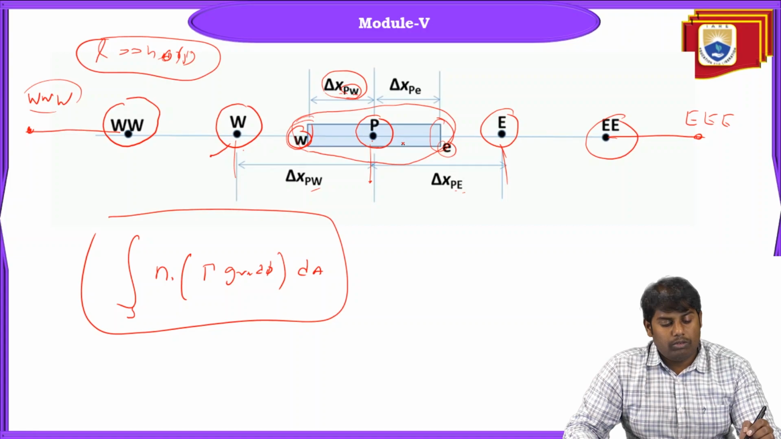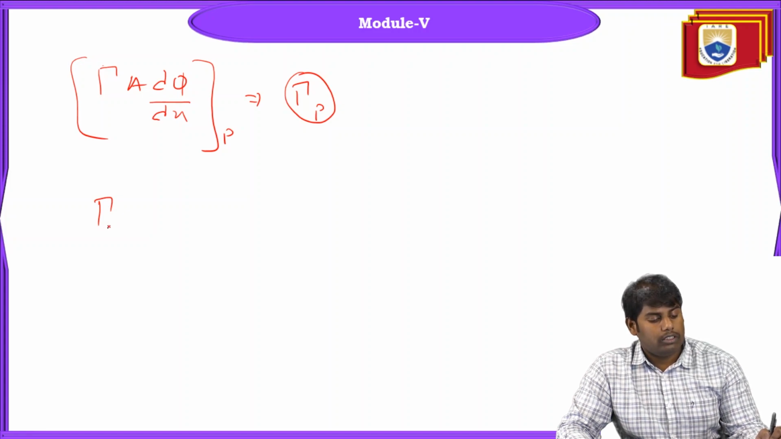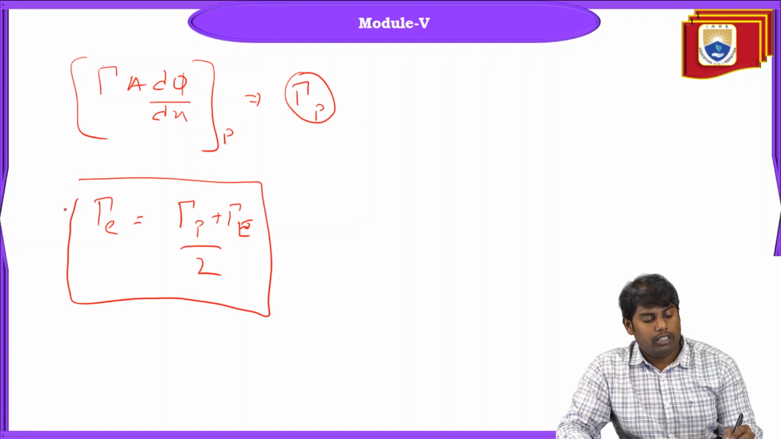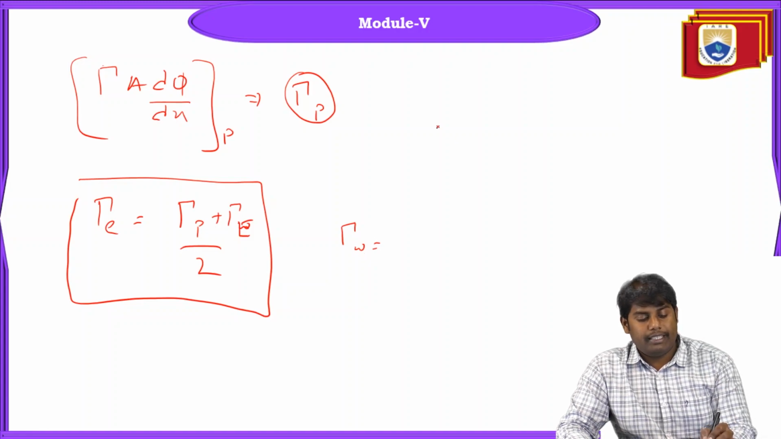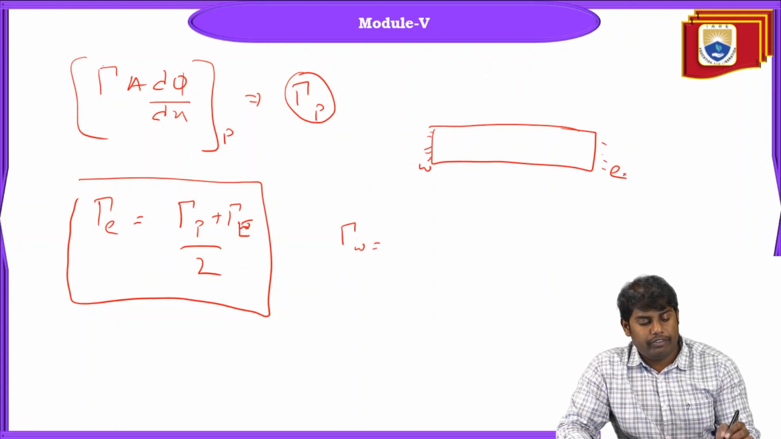Fine. So let's see here. So let's say if you want gamma at the east face, this will be gamma P plus gamma E by 2. Sorry, E. These are the east face. Similarly, gamma small w if you want. So basically these are faces. This is the west face and this is the east face.